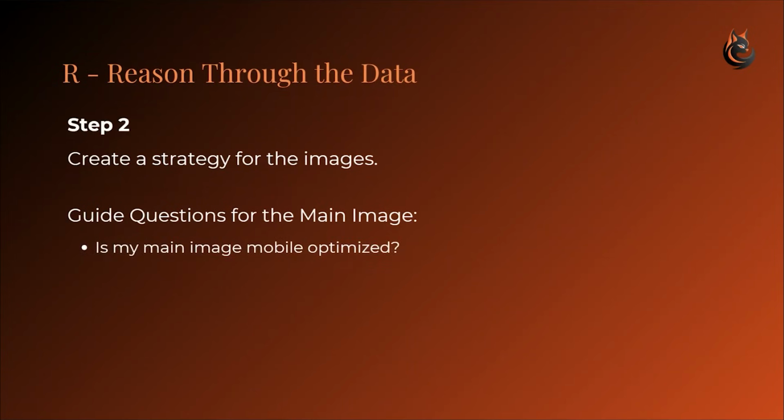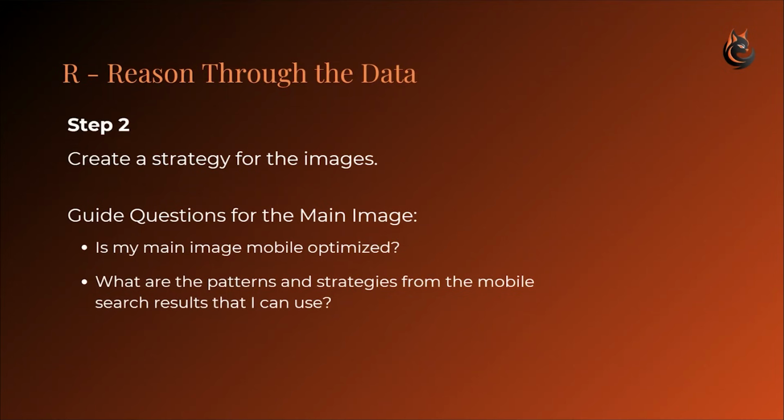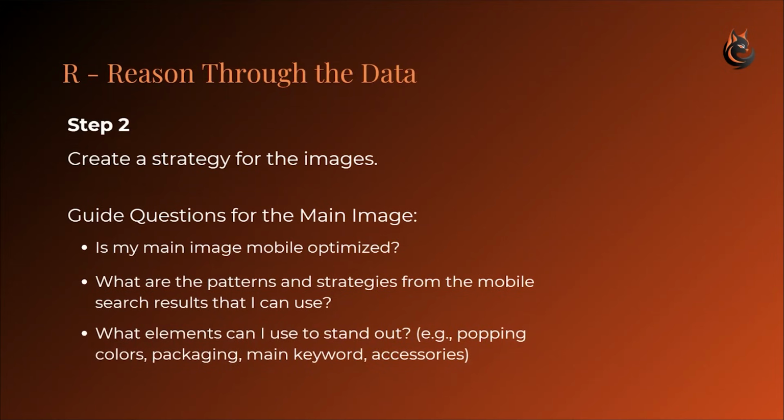For main images, here are some guide questions that you should ask yourself when you start strategizing for the main image. Is my main image mobile optimized? What are the patterns and strategies from the mobile search results that I can use? What elements can I use to stand out, like popping colors, packaging, main keyword, accessories? And by the way, I have a detailed checklist. I'm only showing you 3 bullet points, but I have more than 20 bullet points in the checklist that I will share with you later on.